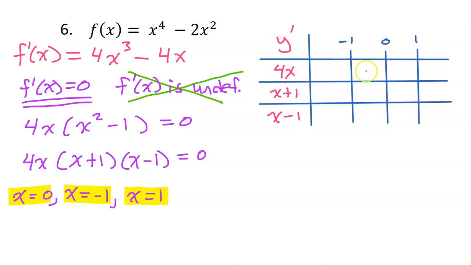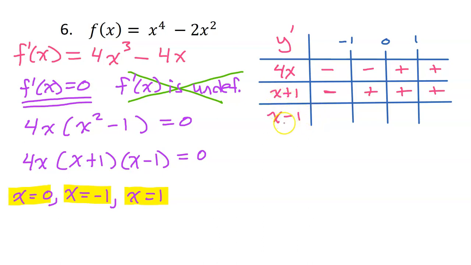So let's look at each factor in each interval and decide if that particular factor will be positive or negative in that interval. So 4x will be negative whenever x is negative. So anything less than 0 will make 4x negative, and anything greater than 0 will make 4x positive. What about x plus 1? Well, this equals 0 when x is -1. So it'll be negative for values of x that are less than -1, and it will be positive for any value of x that is greater than -1.